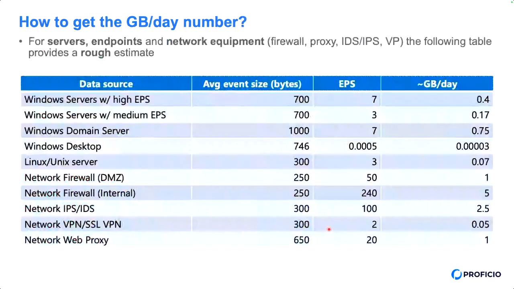So how do we estimate the ingested volume of data per infrastructure? You can have different types of servers, Windows, Linux, network equipment with different types of workloads. And we have a table with average event size in bytes. Then we also have EPS. And from there, we can estimate how much we will be ingesting per day in gigabytes. So we can use some simple calculations to do that.